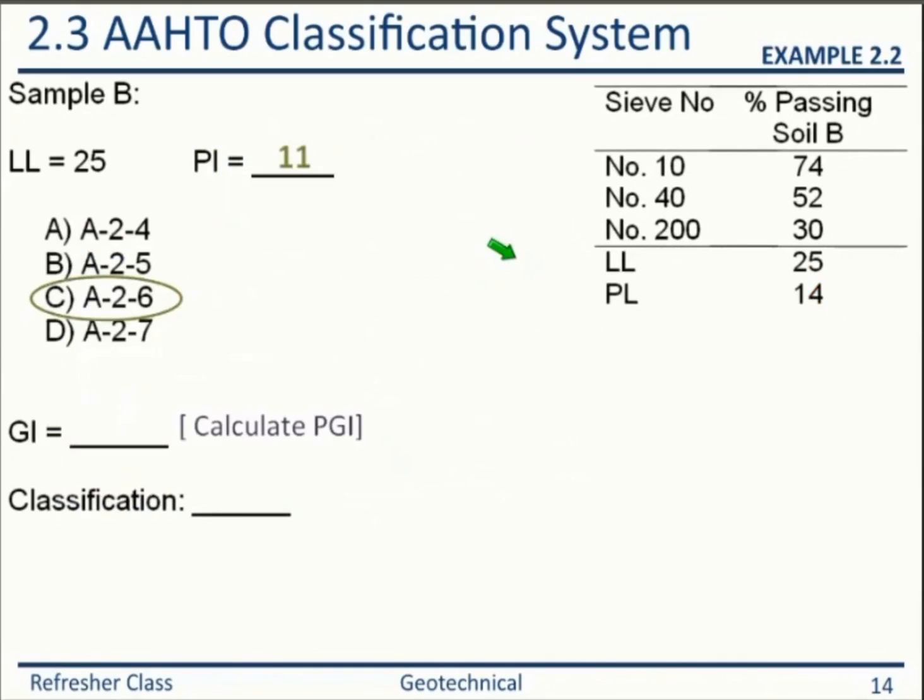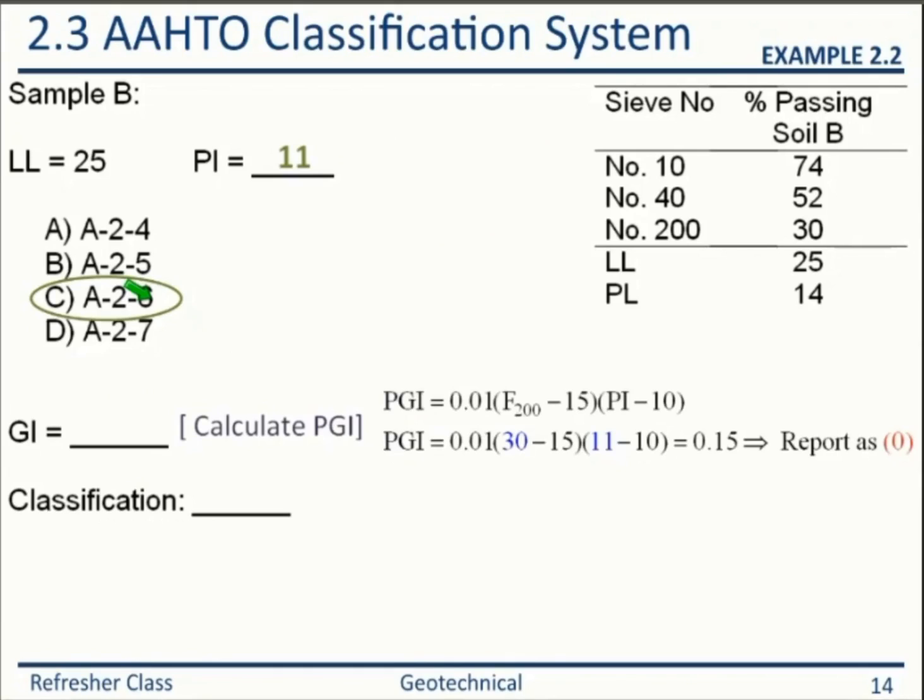Now, since this is A-2-6, you need to calculate the partial group index, PGI. And the equation of the partial group index PGI is given by this, right? It is the second part of that group index equation.